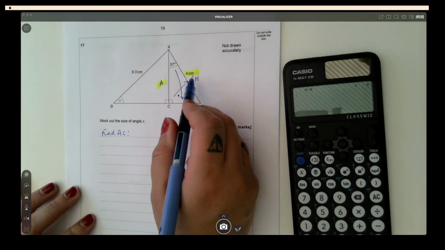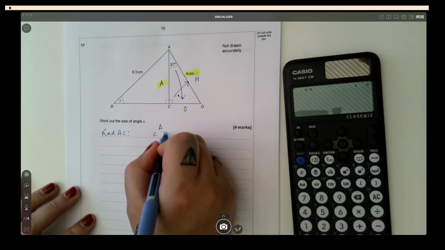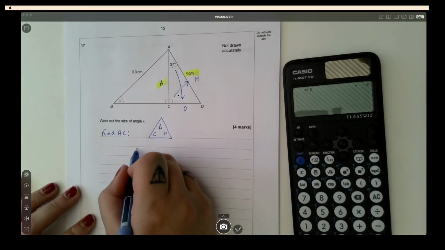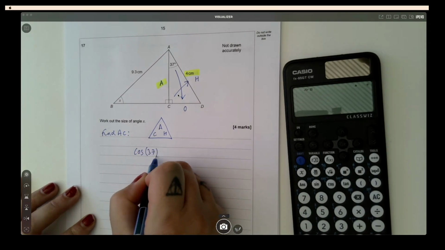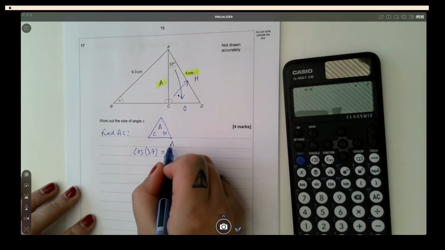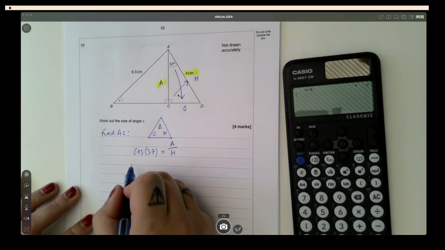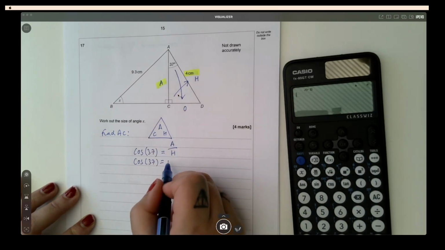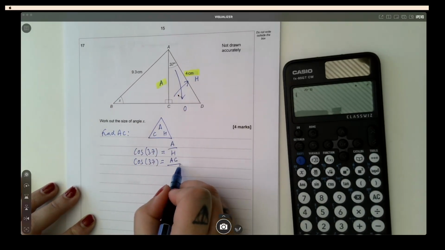So adjacent and hypotenuse, I'm going to be using this trigonometric ratio. The C stands for cos. So cos 37, because that's the angle we're given, equals the adjacent divided by the hypotenuse. So let's substitute in what we know. The adjacent is what we're looking for, it's AC. And the hypotenuse is 4.